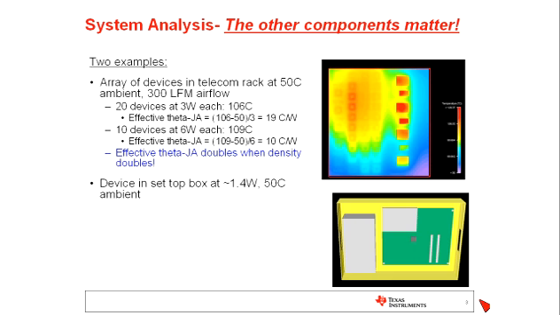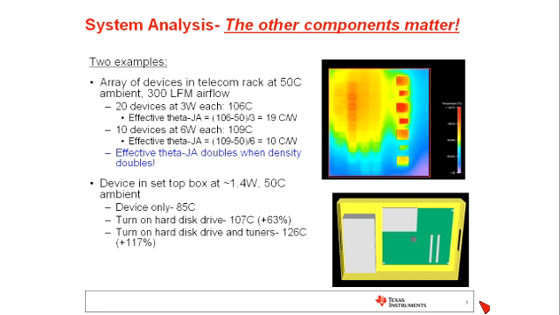Here's another example, looking at a model of a set-top box. This is a case where we're looking at this device here in the middle, which runs at 1.4 watts, and the set-top box is assumed to have a 50 degrees C external ambient. When the device itself runs, we measure 85 C. When we turn on the hard disk drive next to it, the temperature of this device goes up to 107 degrees C, or a 63% increase in the effective theta JA. And when we turn on the hard disk drive and the tuners down here, the temperature of this device in the middle goes up to 126 degrees C, or over 100% increase in the effective theta JA.